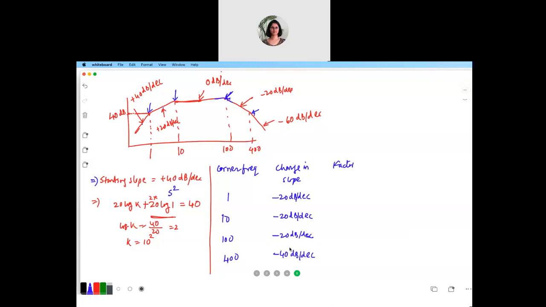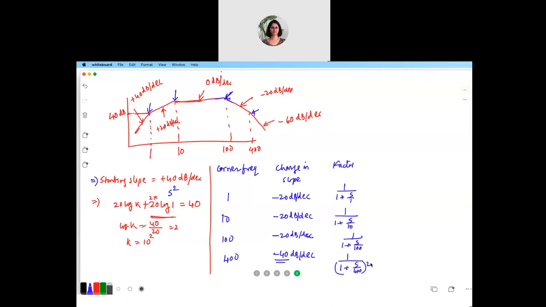Okay. So every time I have a minus 20 change, and in the last part the change is minus 40 dB per decade. Now I have to identify the factors. All are poles because all are negative changes in slope. So the first factor will be 1 divided by 1 plus s by 1, so 1 by 1 plus s. For the second one, it is 1 by 1 plus s by 10. Third one, it is 1 by 1 plus s by 100. But the fourth one, the change is minus 40, so I can write it as 1 by 1 plus s by 400 squared.